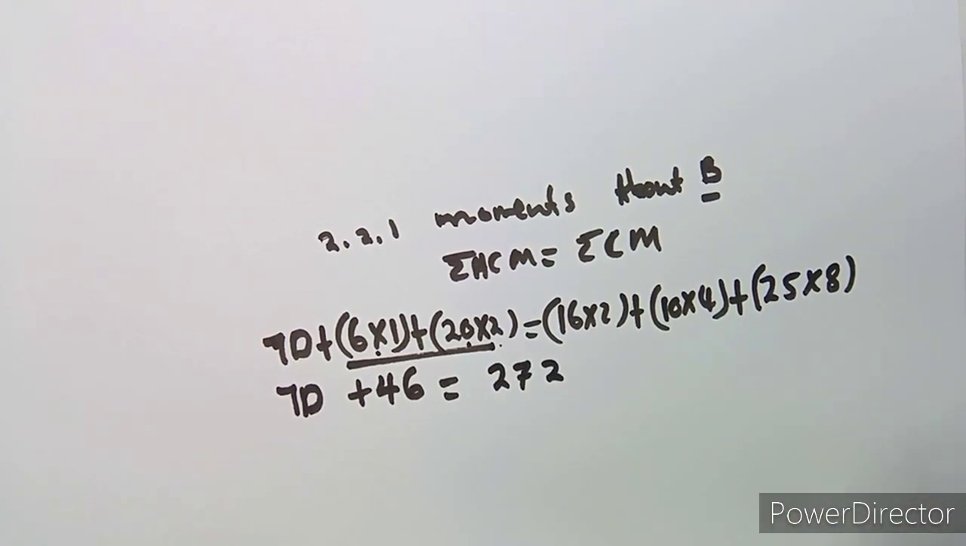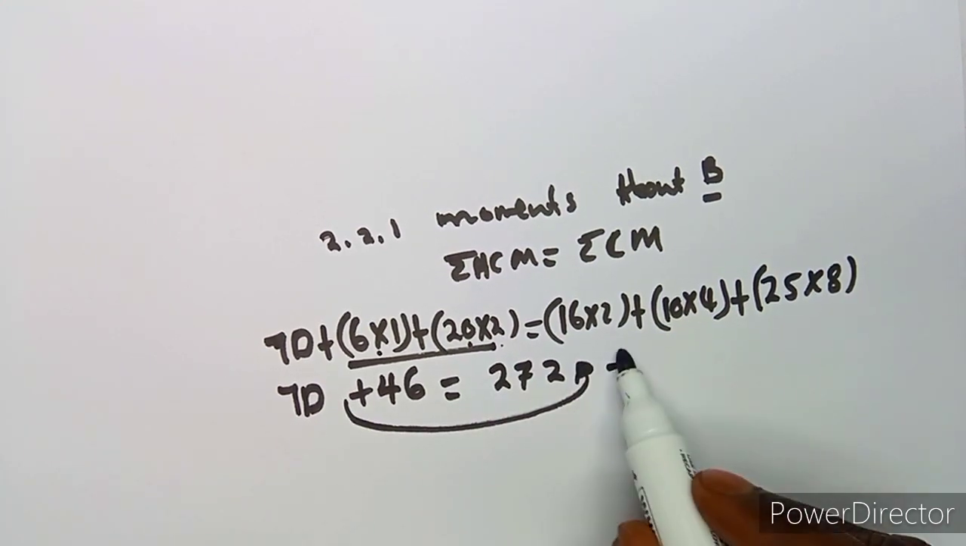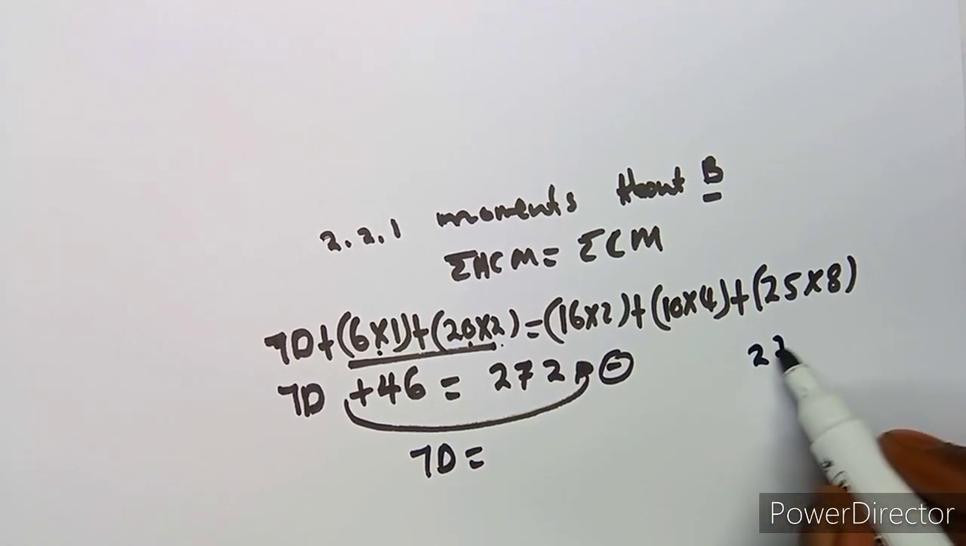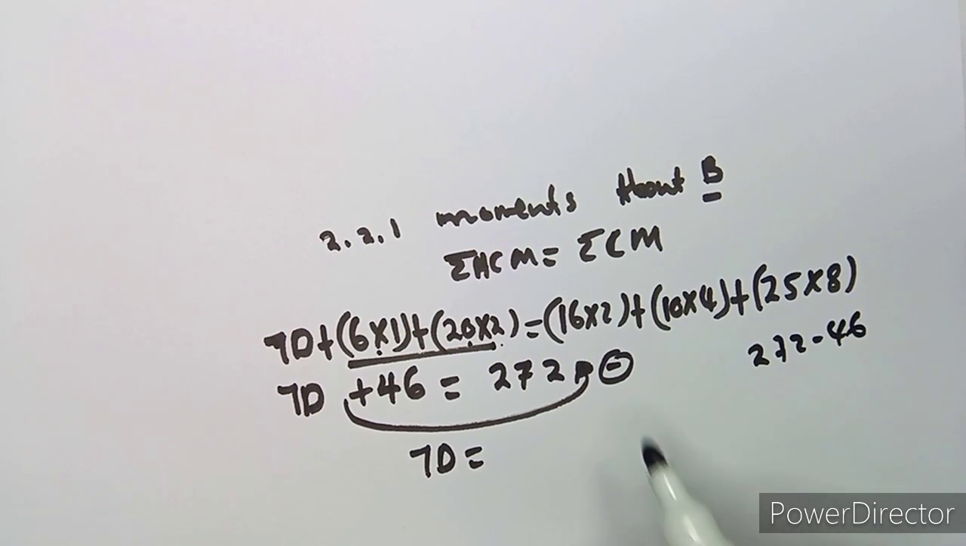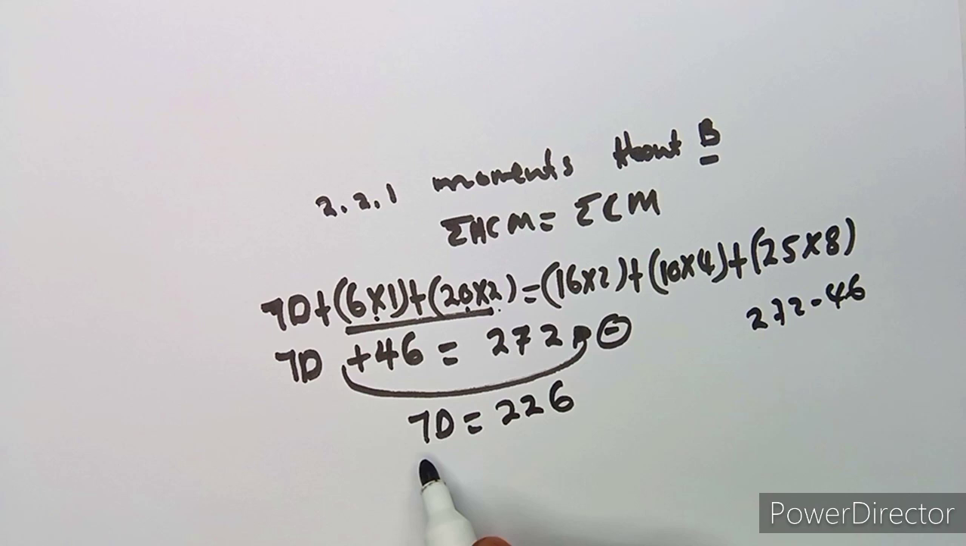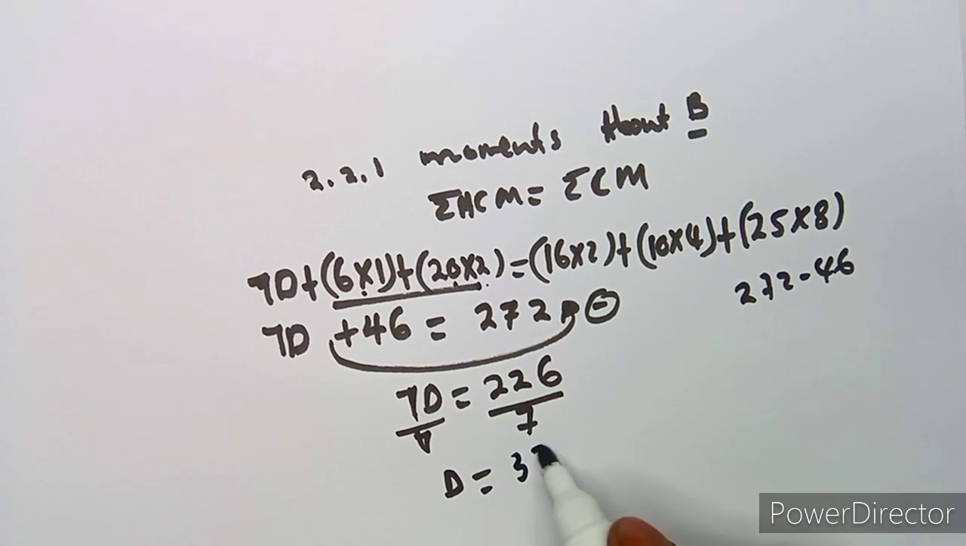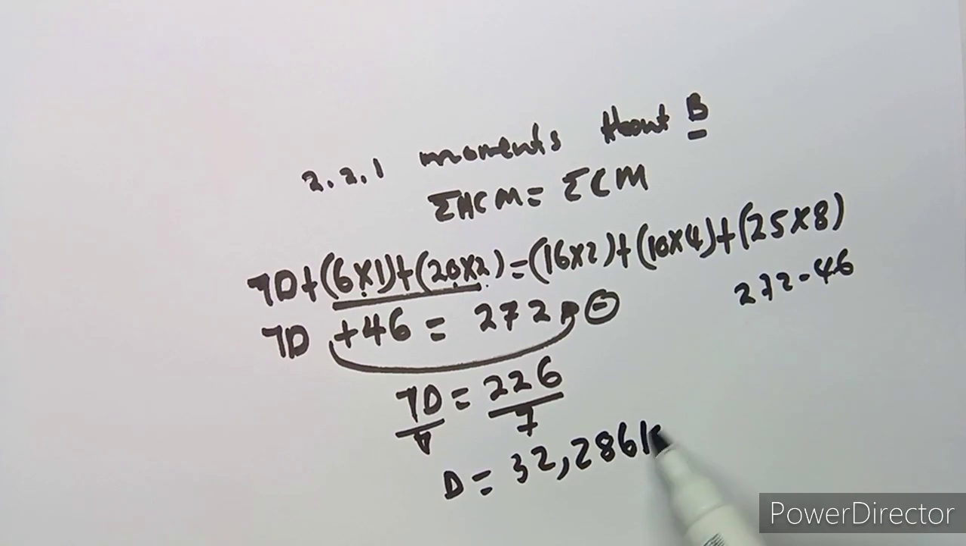272. So definitely you have to transpose. It's a positive here, so if you transpose to this side, it's going to be a negative 46. So 7D is equivalent to 272 minus 46, which is going to give us 226. So how can we find D, guys? This is now your mathematics here. So play around with your mathematics. You are going to obtain your D is 32.2857, which is going to give us 32.286 kilonewton.